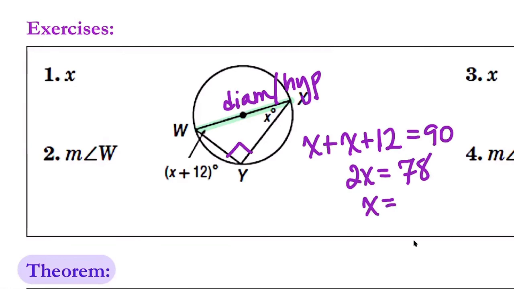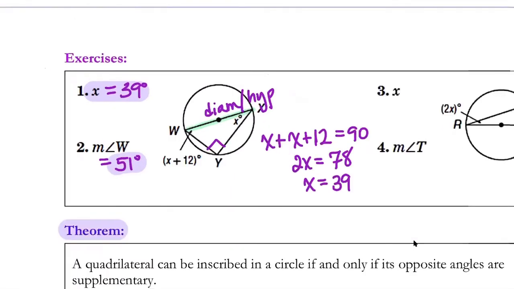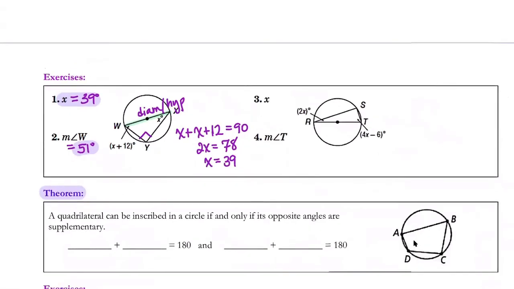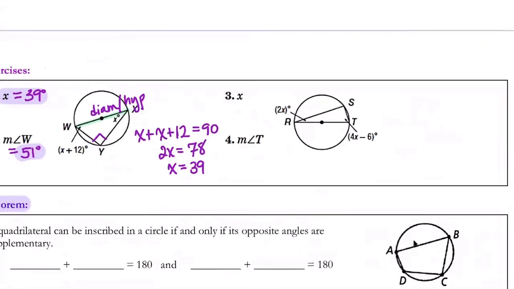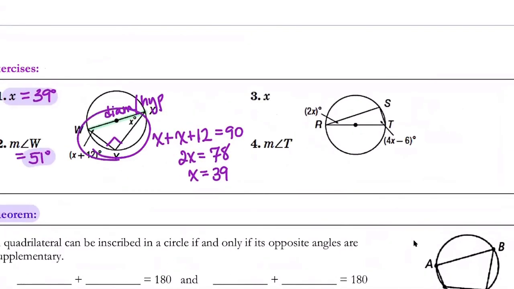2x is 78, so x is 39. Okay, and then the measure of angle W is just 12 more than that, so that makes it 51 degrees. Remember that the acute angles in a right triangle are complementary. You could also have added all of them up to 180 if you want. I just took off the 90 to begin with.